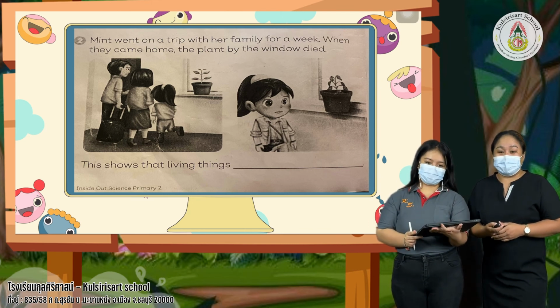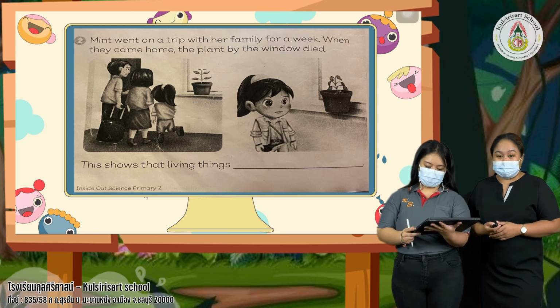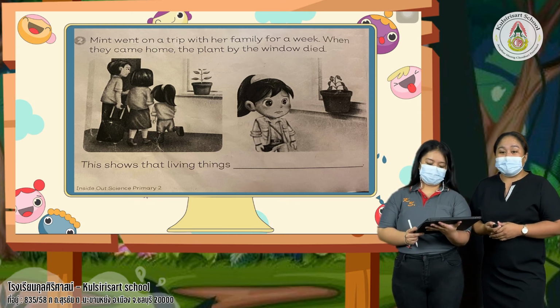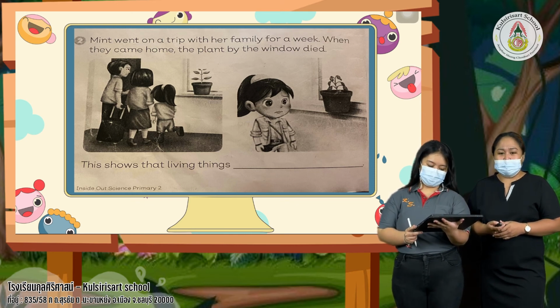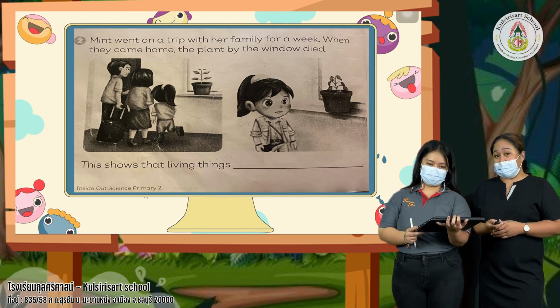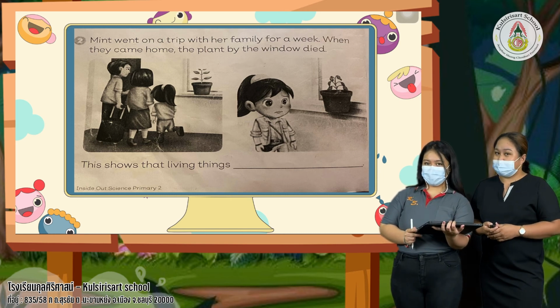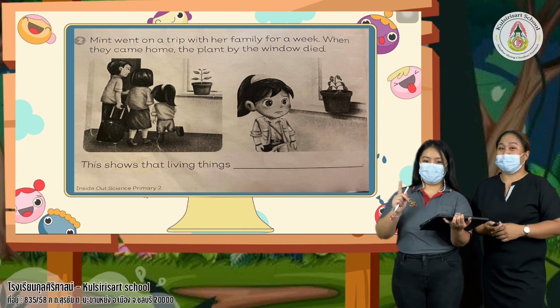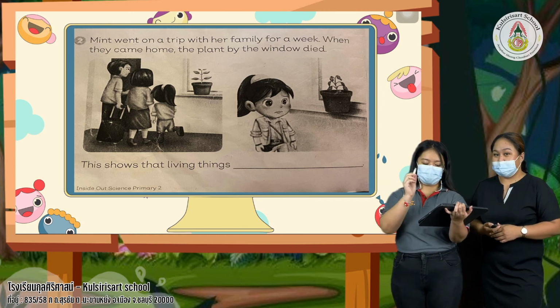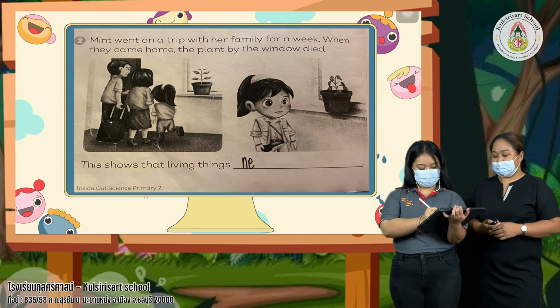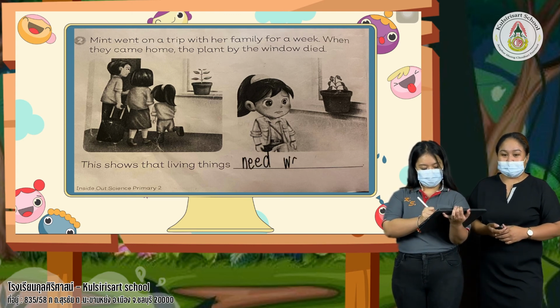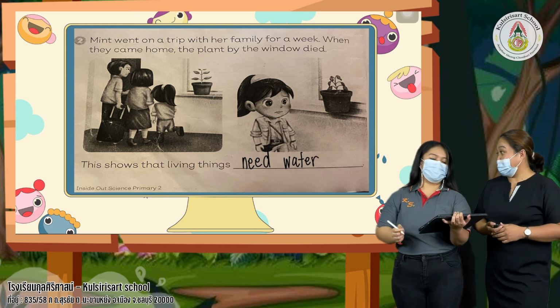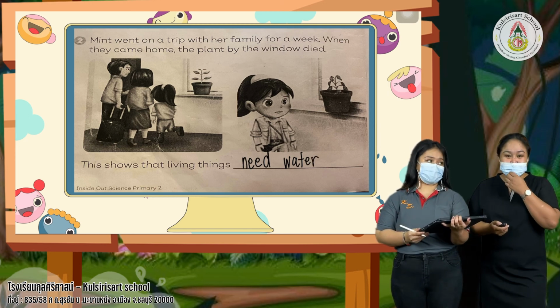Mint went on a trip with her family for a week. When they came home, the plant by the window died. This shows that living things. What do you think is the answer? Write it down. The answer is living things need water. Yes. From time to time, we get thirsty, right, Teacher April? Yes, and so do plants.